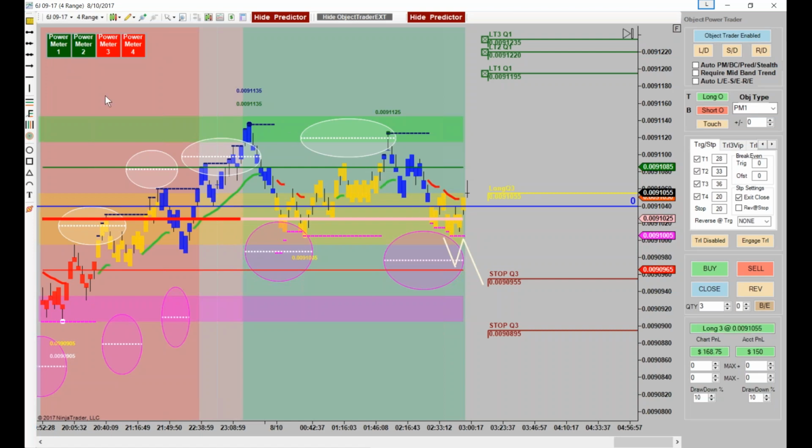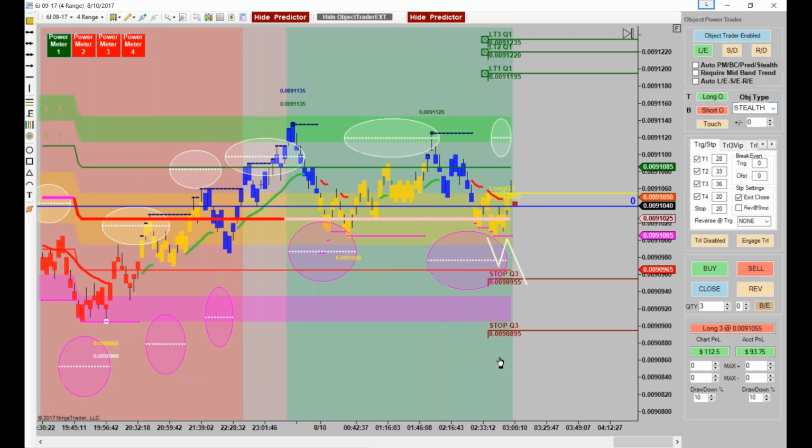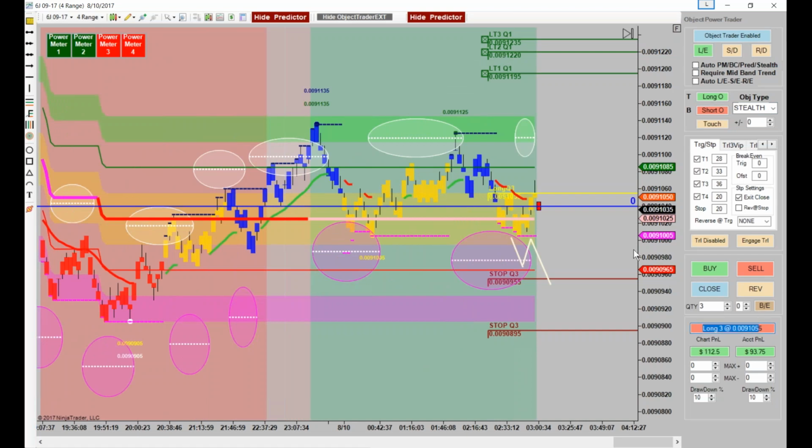Now, since I have Lightning, I'm away from my predictor. Notice one that we don't have yet. We don't have our stealth. So let's see if we can get stealth. Now this will add if we happen to get a green stealth. Let's see if we get one. So you have to know which tool to pick, because notice that power meter's green, right? It tried to go red for just a second. If we get a green stealth, we'll add 3 contracts.